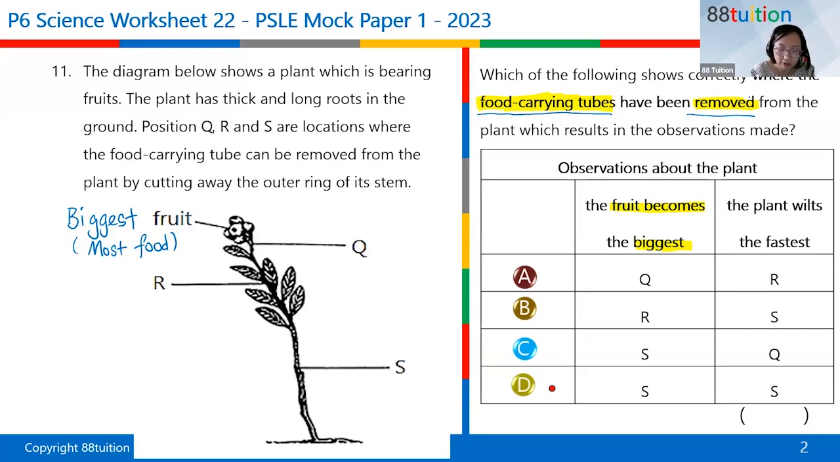All right. So you have to actually remove the food carrying tubes from point S here. So imagine here, I remove only the food carrying tubes. I never touch the water carrying tubes. I only took out the food carrying tubes, by cutting the outer layer of the stem out. The inner layer of the stem, I do not touch it.